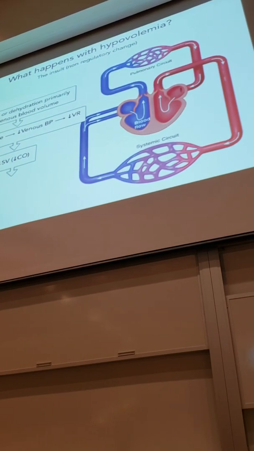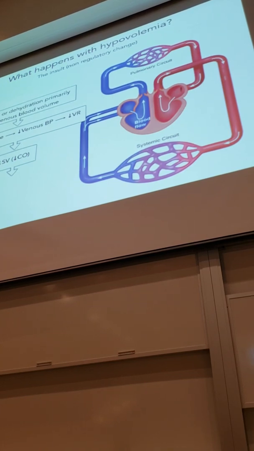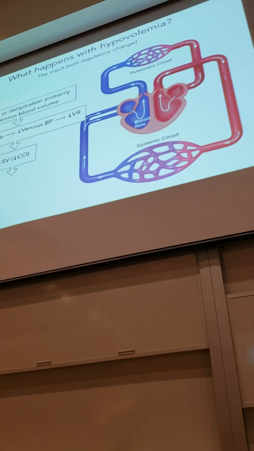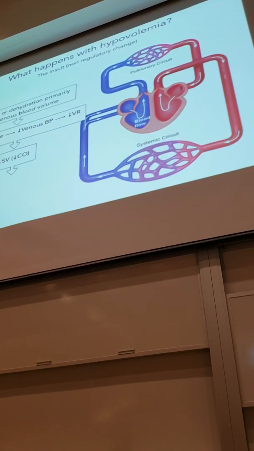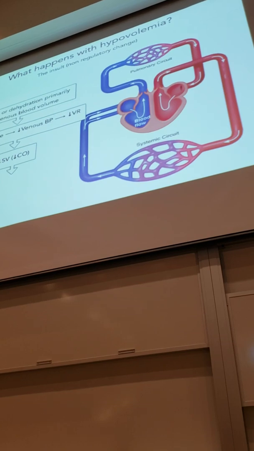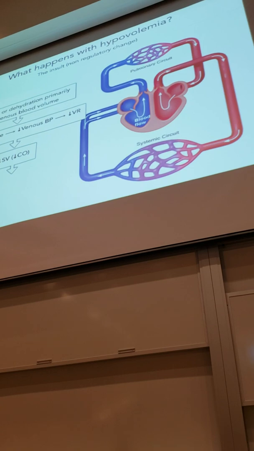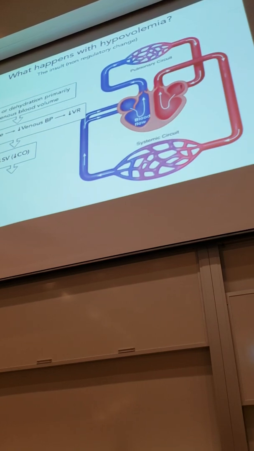What do we call that relationship? Preload, right? Preload is the degree of stretch, but it's directly related to how much filling takes place. Remember preload? So if we have a reduced venous return, we're going to have a smaller end diastolic volume, right? Less filling. And so the heart is going to be contracting more weakly. Okay? Which means our cardiac output is going to go down.